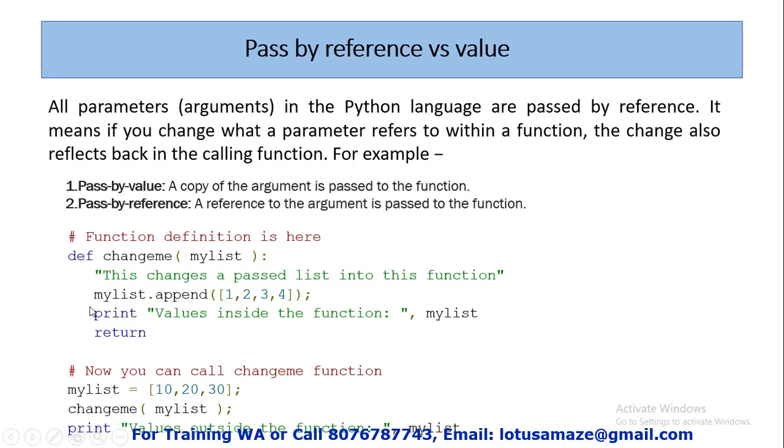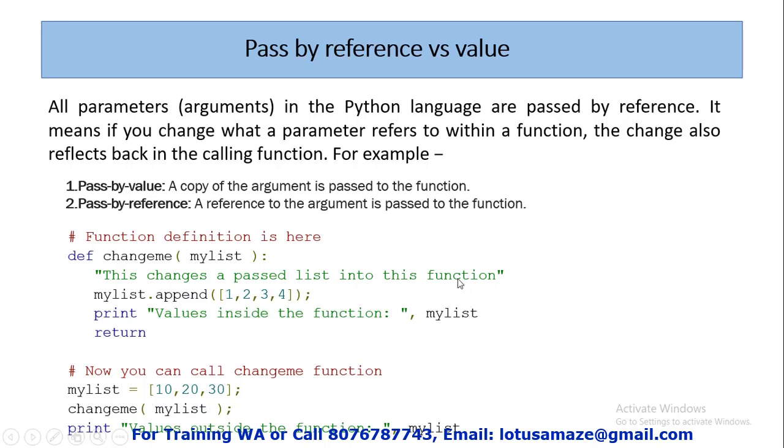So let's look into this example, def change me my list. So in my list we have defined 10, 20, 30. Change me my list. So this is passing my list as the reference, and my list dot append, when we use append, so this is appending in reference value 1, 2, 3, 4. So value inside the function, it will give 10, 20, 30, then 1, 2, 3, 4. And once we print here, it would be the same value because it has changed in the reference value.